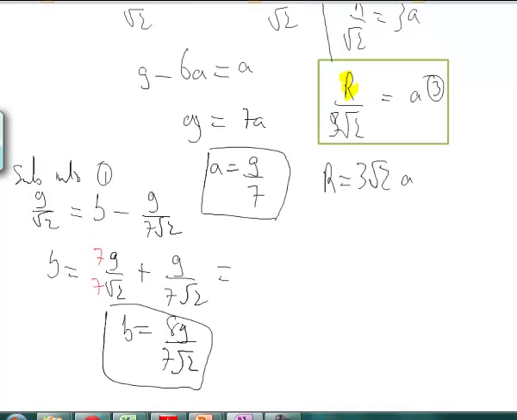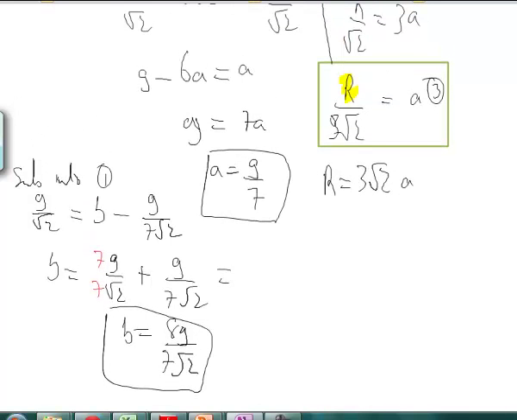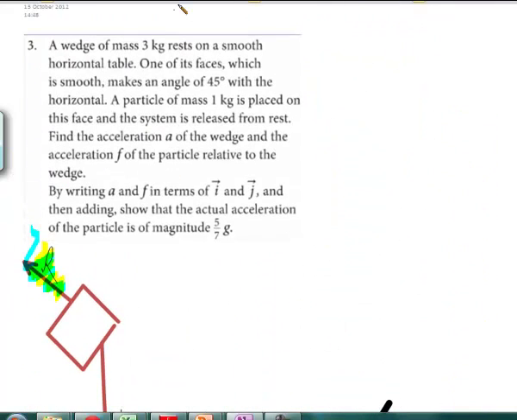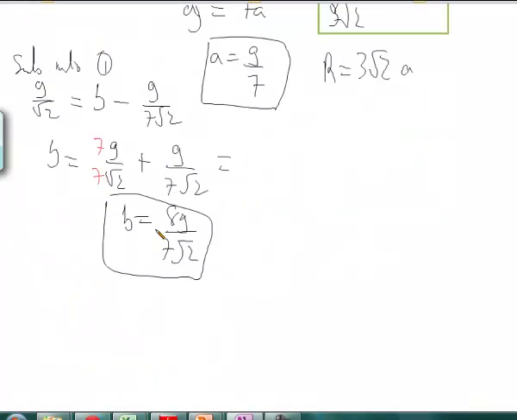Now, we've got our equations, we've worked them out. This question asks for just a little bit more. I was meant to call b F, so we've used b instead of F there. We want them both in terms of i and j, and then by adding, show that the actual acceleration of the particle is a magnitude of 5 over 7 g.